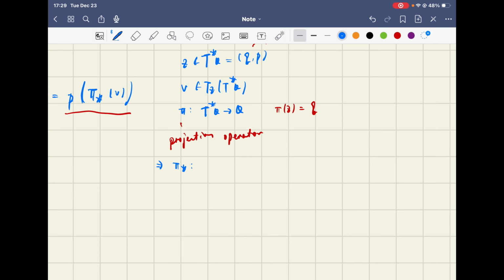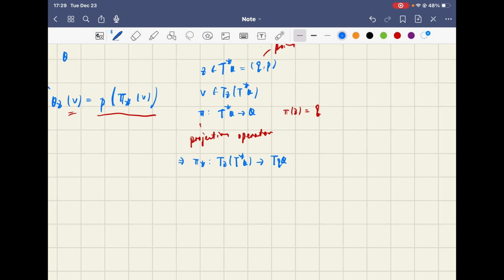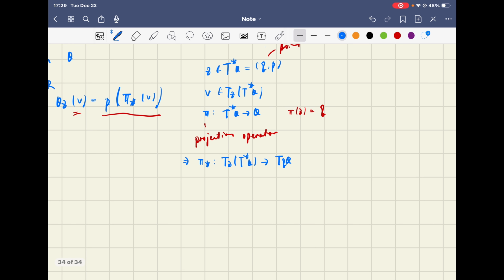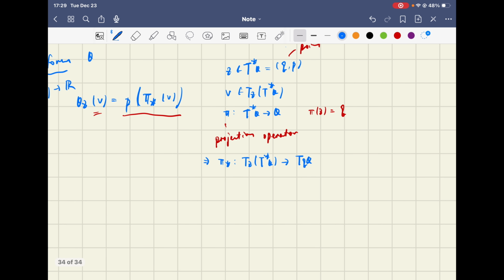Anyway, after taking the differential, we take the tangent space of both sides. So we take something on the tangent space at point Z of the phase space, and since pi selects the Q value, we project it onto the tangent space at point Q. This is how the differential of pi works. So after we put V into the differential of pi, we get something on the tangent space at point Q.